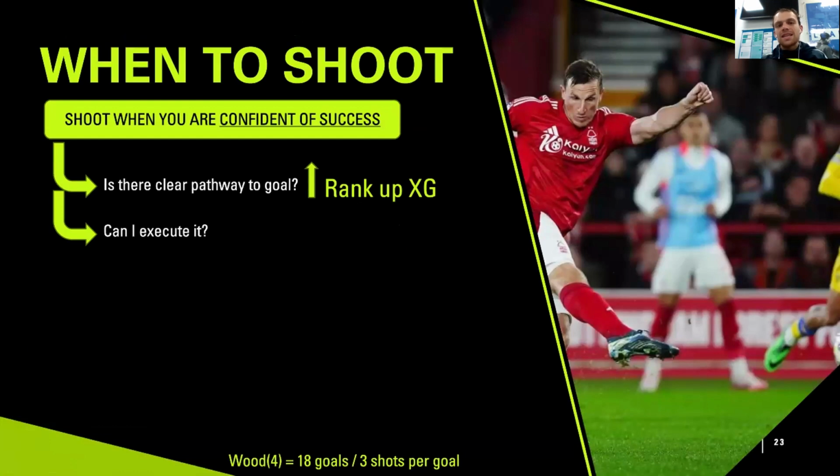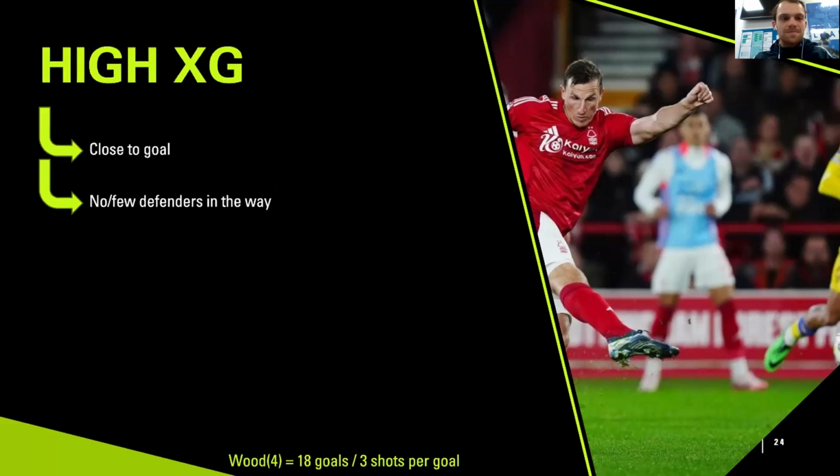And there's two things that can contribute towards it. The first is, is there a clear pathway to goal? And two, again, can you execute the shot? And you want to try and rank up the expected goals. Expected goals is how likely you are to score, and it's based off of many years of data collection, based off of what goals are scored from different types of shots.